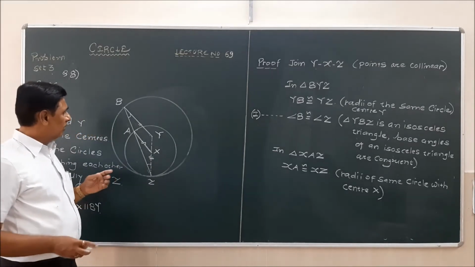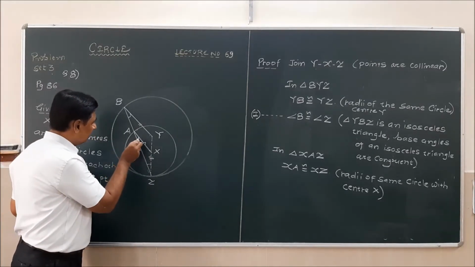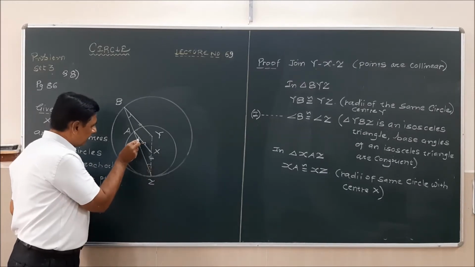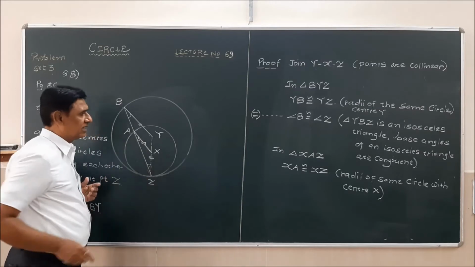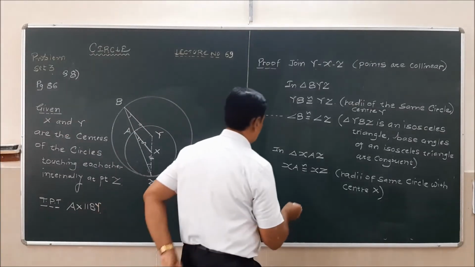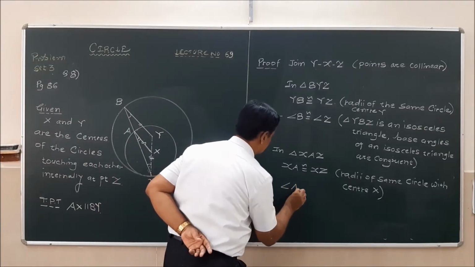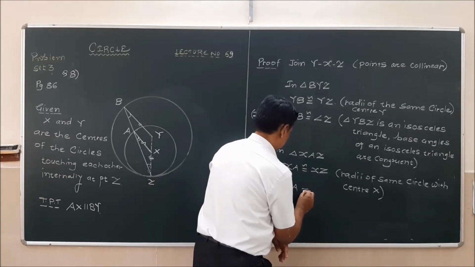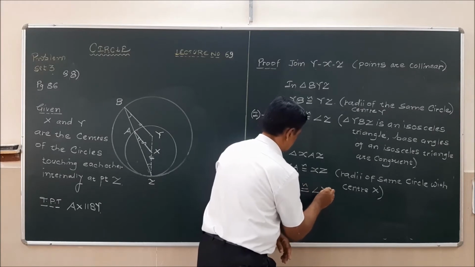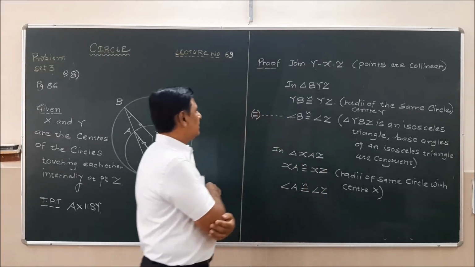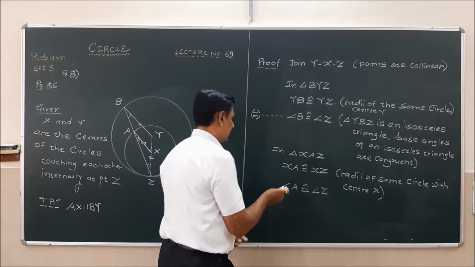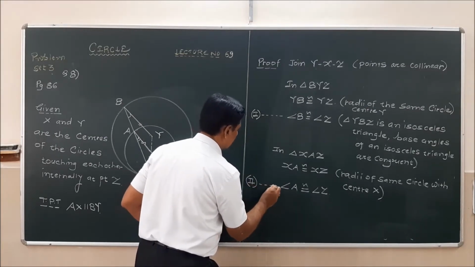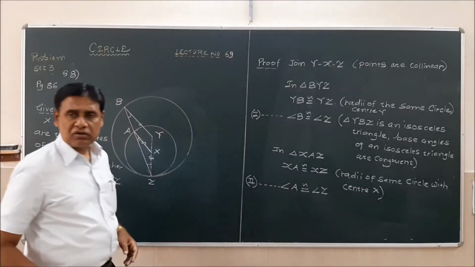Next to that, you will be getting angle A is congruent with angle Z. So angle A is congruent with angle Z. This is equation number 2.